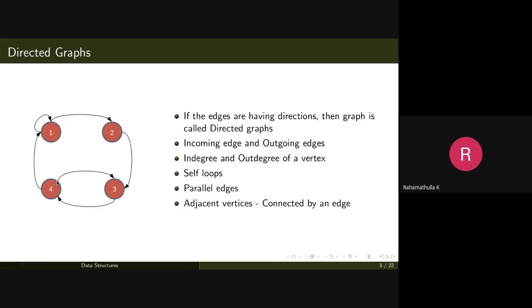If two vertices are connected by an edge, then those vertices are called adjacent vertices. For example, 2 and 3 are adjacent, 2 and 4 are not adjacent vertices, 2 and 1 are adjacent vertices, etc. So if two vertices are connected by an edge, then we call them adjacent vertices.